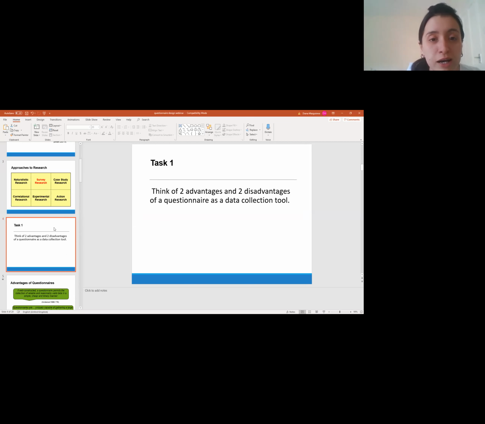So as the first task, before we continue talking about the advantages of a questionnaire as a research tool, I wanted to ask you to take a couple of minutes and think about two possible advantages, any that you are aware of, and two disadvantages or two limitations of a questionnaire as a data collection instrument. If you take a few minutes to think about that, then you can write some of your answers in the chat box if you like, or then we can ask some people to volunteer and speak to the whole group. I'll give you a few minutes to think.